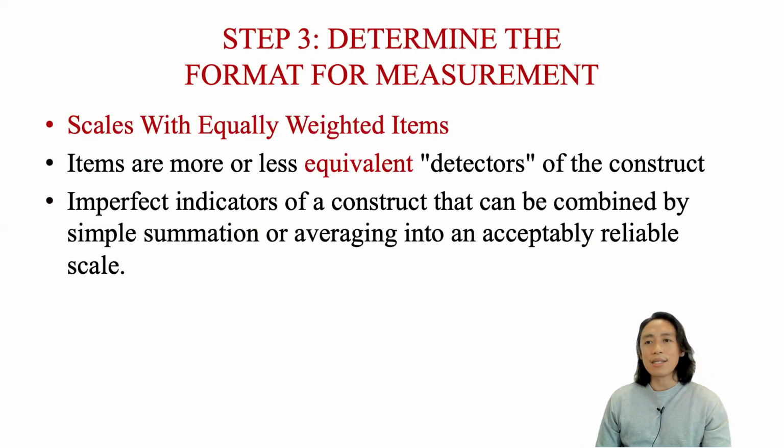Each item is some sort of an imperfect indicator of a construct, and the rating to each indicator can be combined into a simple summation or averaging, and that sum or average is regarded as a score that represents the true score of the hypothetical construct that is within the individual.